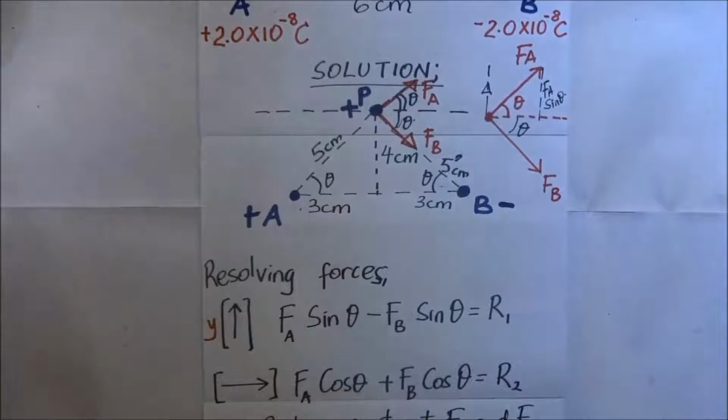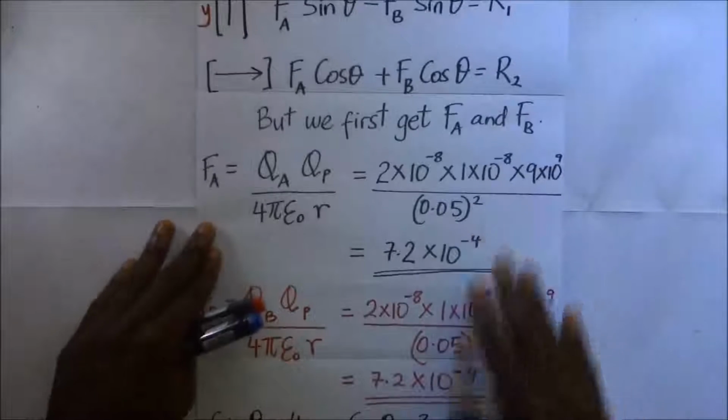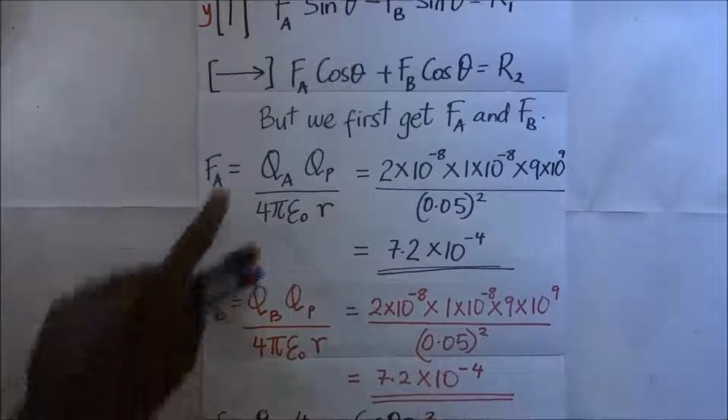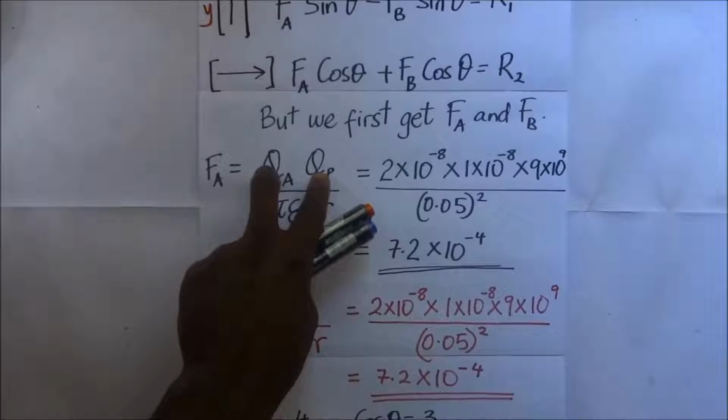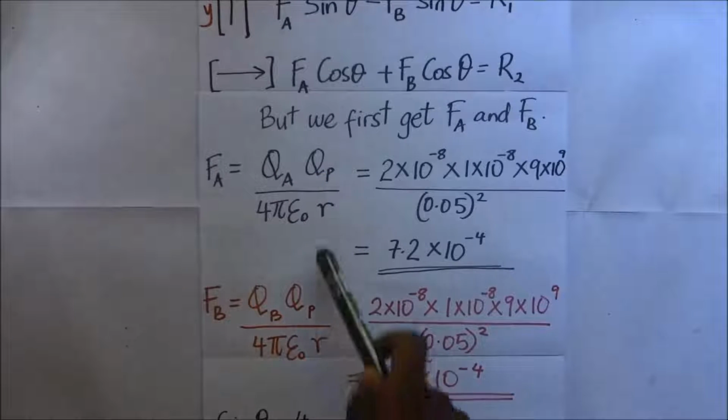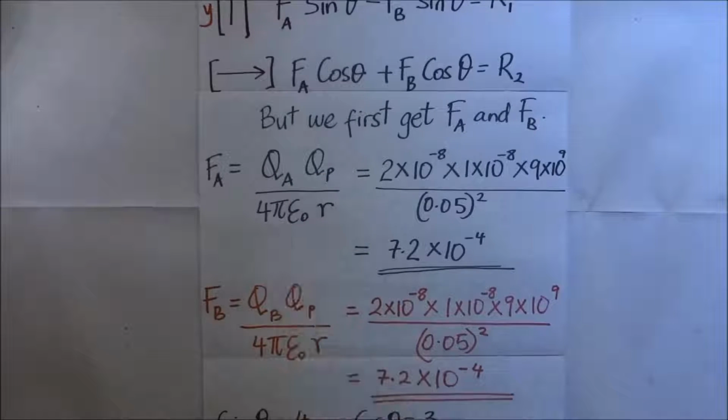So we are going to use the formula we used when we were illustrating Coulomb's law. And that is that FA is going to be the charge on A times the charge on B, the product of the charges, divided by their separation squared.